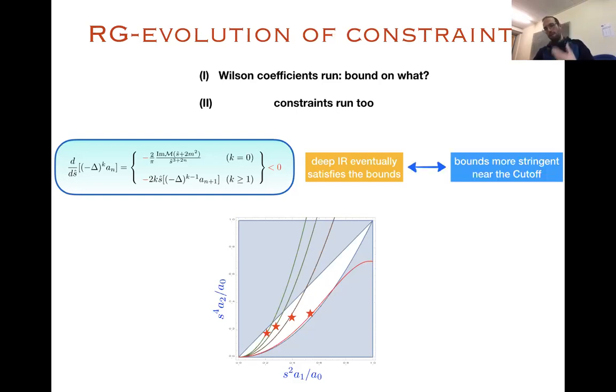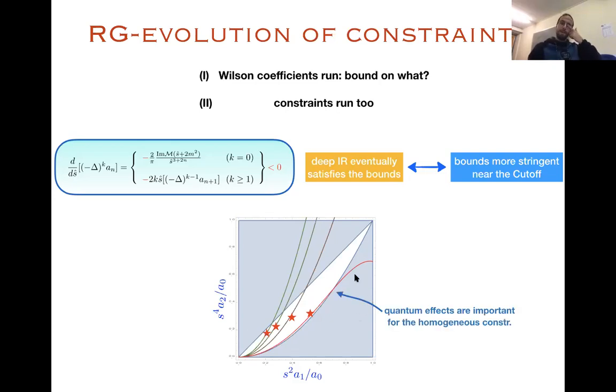The converse is also interesting: the bounds become more stringent as you go towards the UV. And you can use this to determine what the cutoff is. Imagine you are given some Wilson coefficients at a given scale, some measurements. So you live inside here at some energy scale. You ask, where is the cutoff for this theory, now that I've made these measurements? Well, you know that if you run up, eventually you are going to hit the boundary due to the constraint. And when you hit it, that is where the cutoff has to come at the latest. So it's going to give you an estimate of the cutoff.